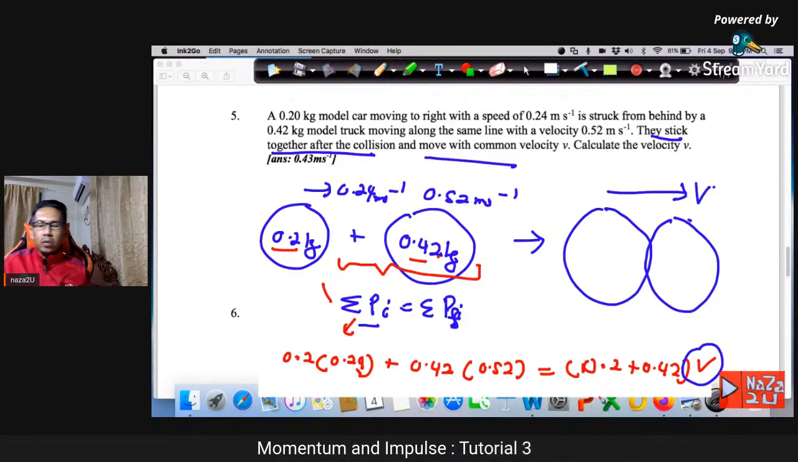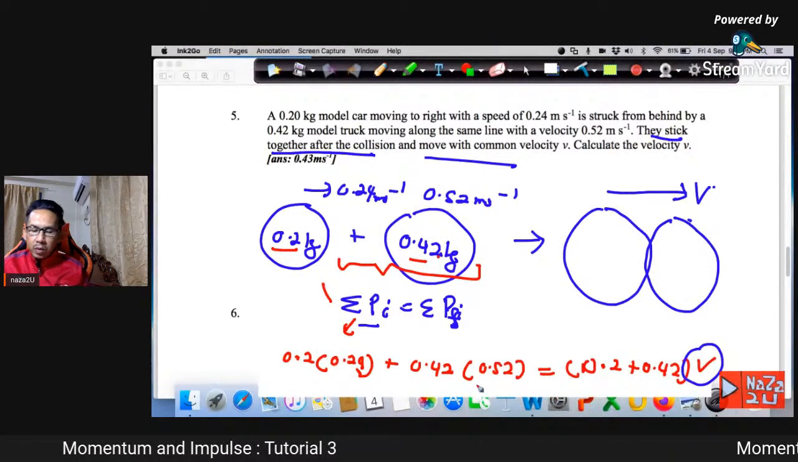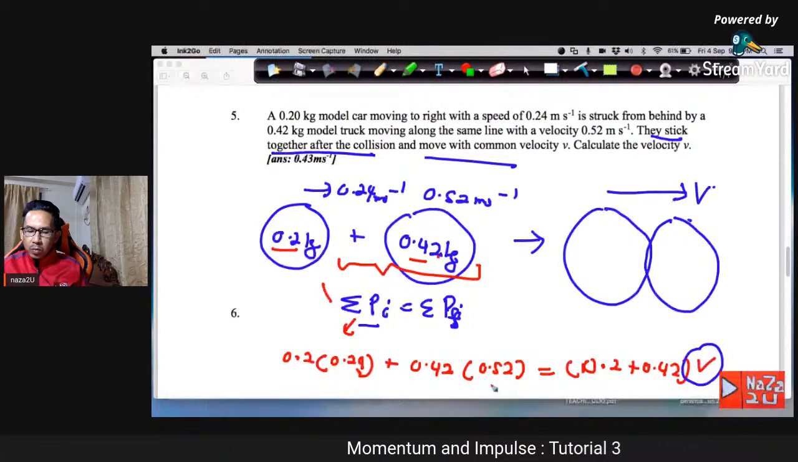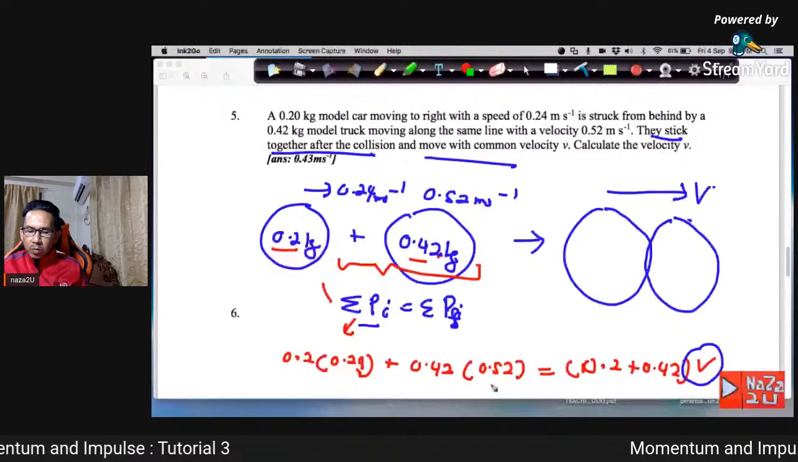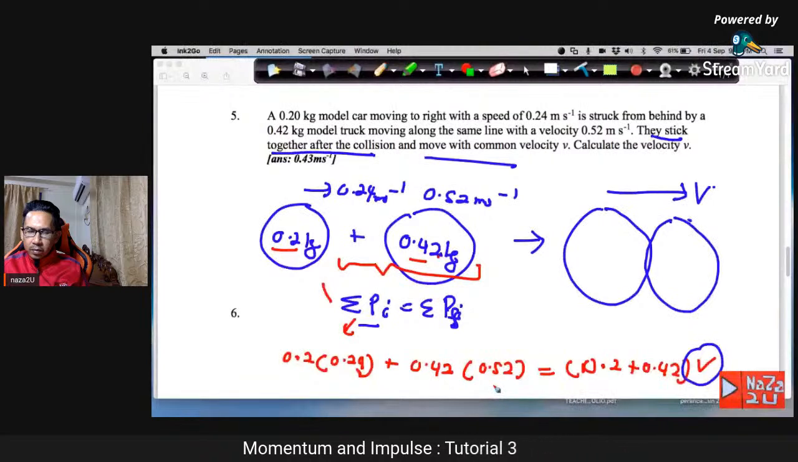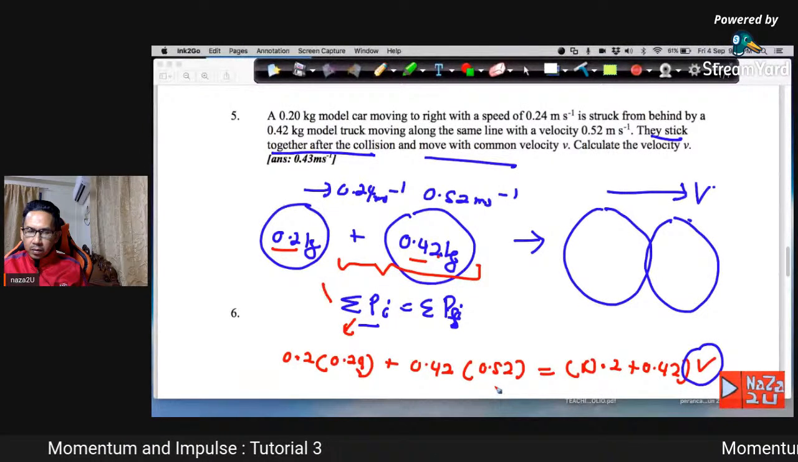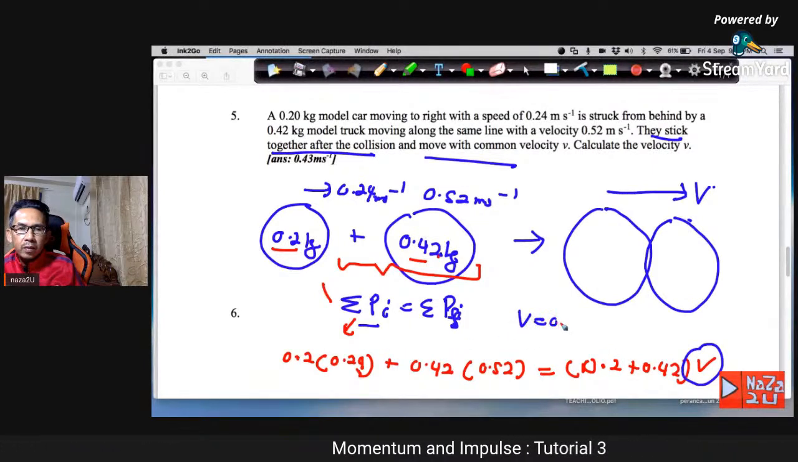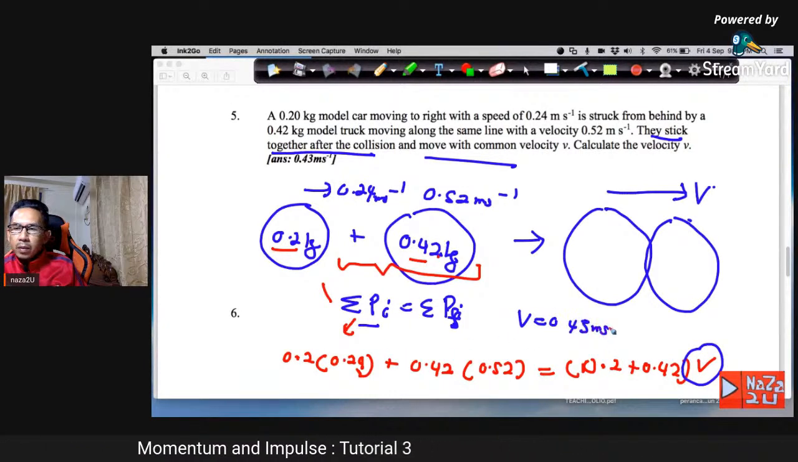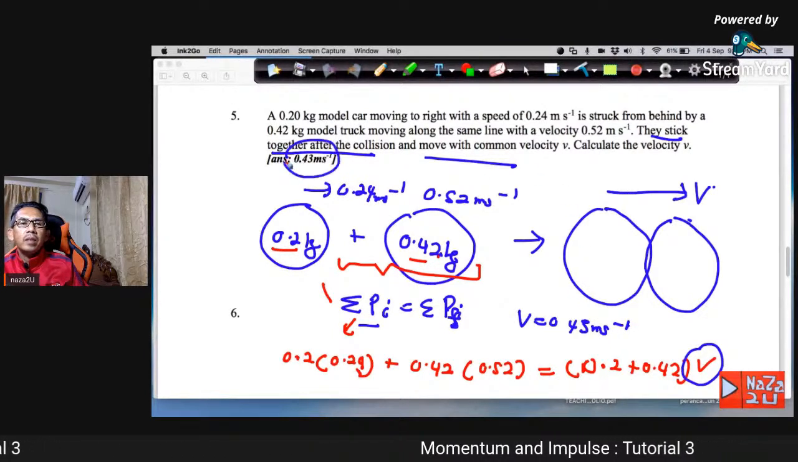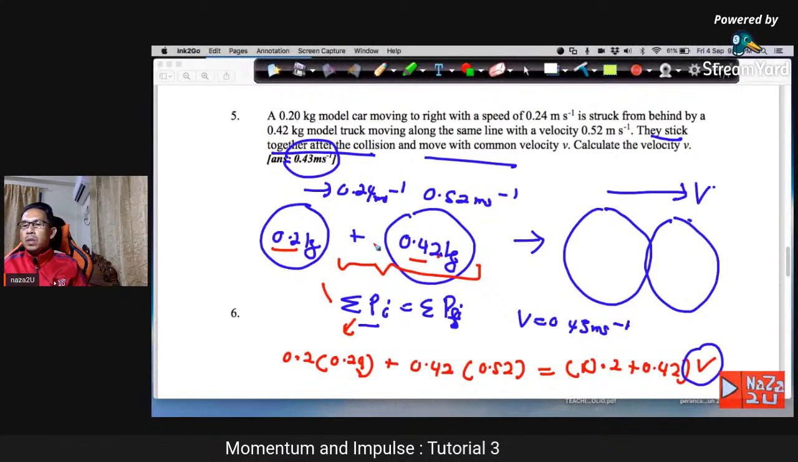So now you can use the calculator to calculate the value of v. The value here is 0.43 meter per second. Okay, so this is the answer given by the question, 0.43.